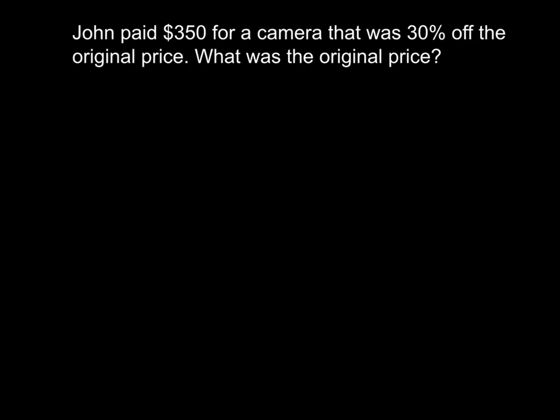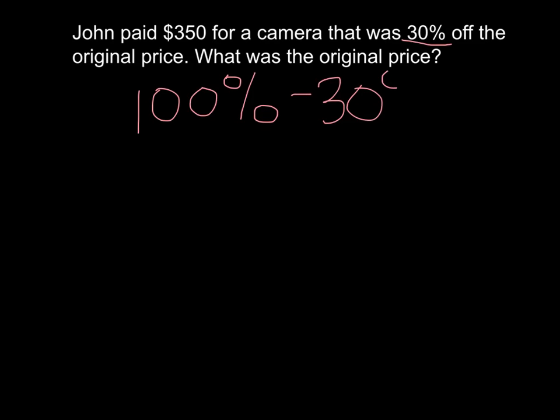In this question, the 30% doesn't represent 30% of the original price. That represents the discount that has been applied. So what we're going to do is let the original price be equal to 100%, and we're going to subtract the discount, which was 30%, leaving us with 70%. So this amount of $350 is actually 70% of the original price.